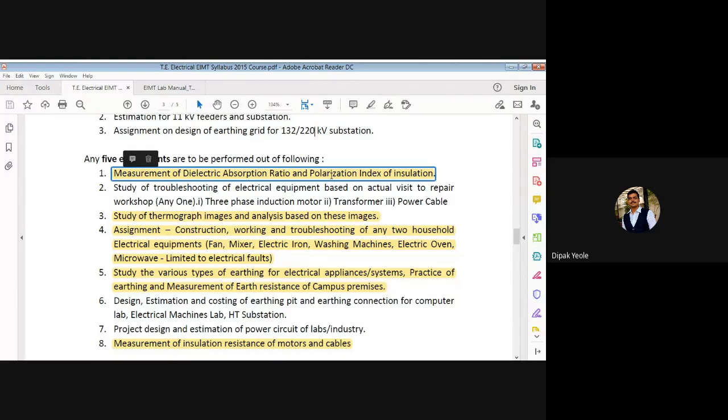Just now we have finished this concept from unit number 3, the dielectric absorption ratio and polarization index. Obviously, in this experiment we have to measure the value. Same way, this is also a performance based experiment. So we will first discuss the important concepts: what is the procedure, what is the principle, and what are the standard values we are going to get. After that, we will do the performance whenever you come back.